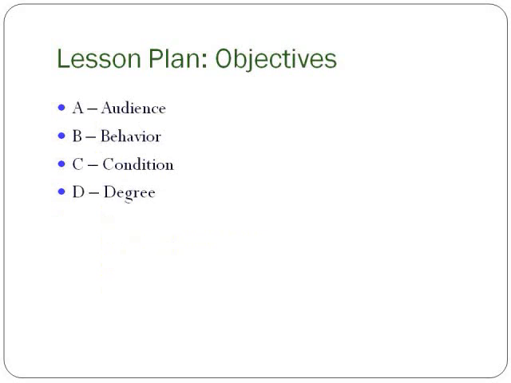Objectives are written using Bloom's verbs and contain the ABCDs of objectives. A stands for audience, B stands for behavior, C stands for condition, D stands for degree. In all the lessons I've ever graded, the degree is usually what is missing.